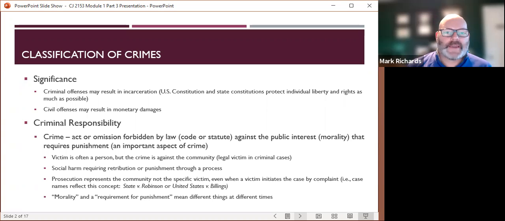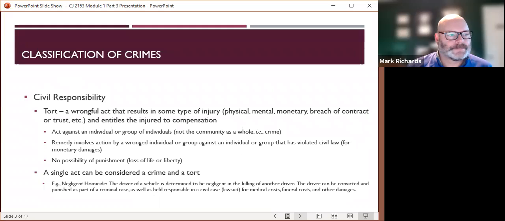And if you just look at case names, this reflects this concept. You may have a case titled State versus Robinson or United States versus Billings. This represents that the victim is not a particular person, but the state in State versus Robinson, or the United States in the case of United States versus Billings. There's morality and a requirement for punishment, and these mean different things at different times to different persons.